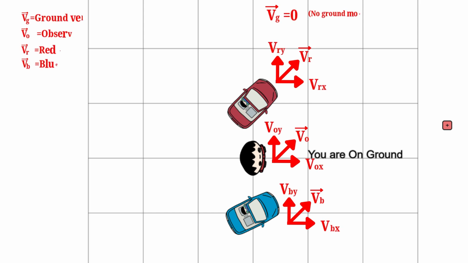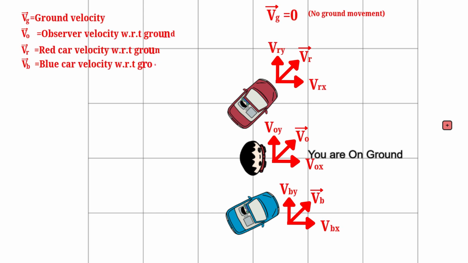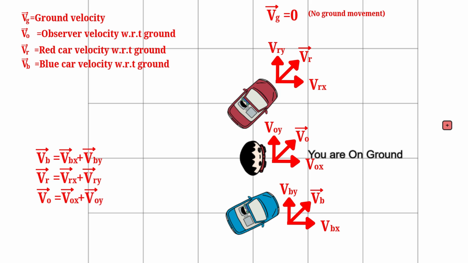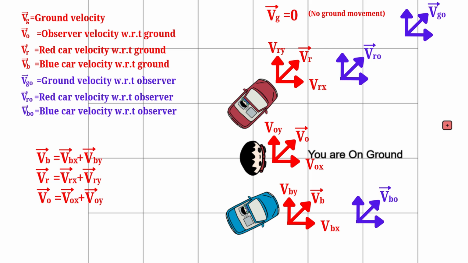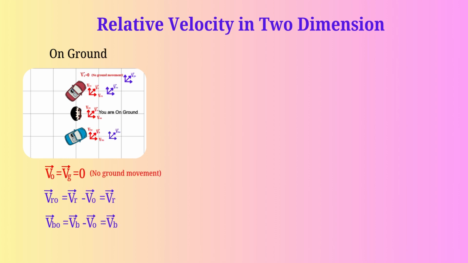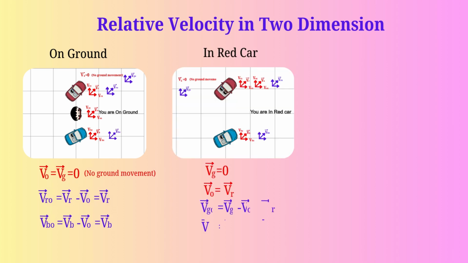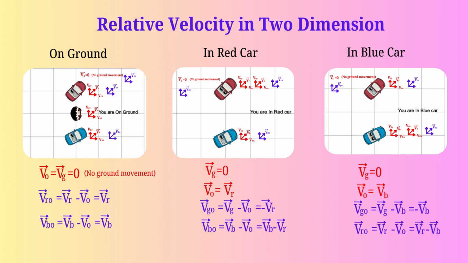Let's assume the velocity with respect to the ground. Since the motion is in both the x and y directions, we can express the velocities in vector format. Now assume variables to find out the velocities with respect to the observer. Here, you will get the relative velocities when the observer is on the ground. Now, you will get the relative velocities when the observer is in the red car. Now, when the observer is in the blue car.